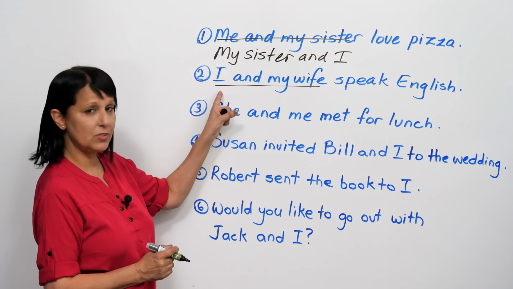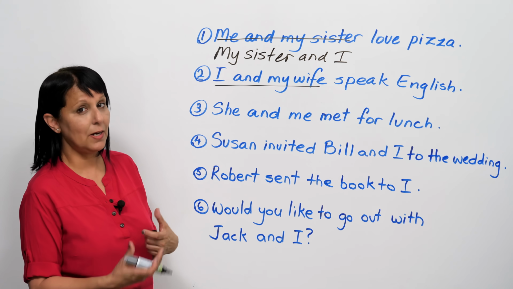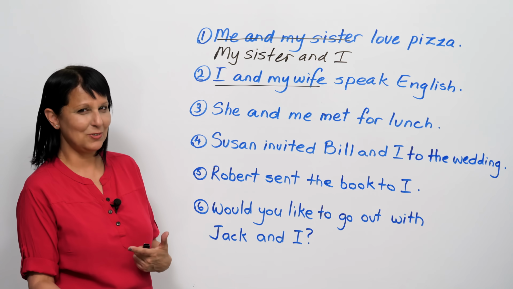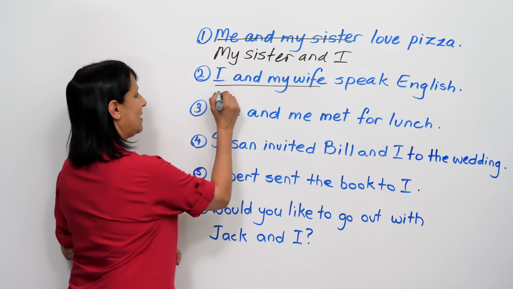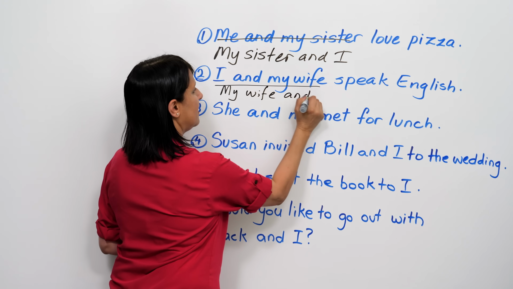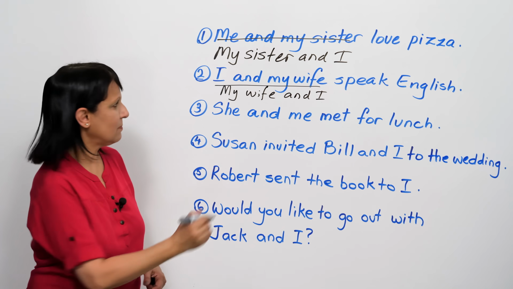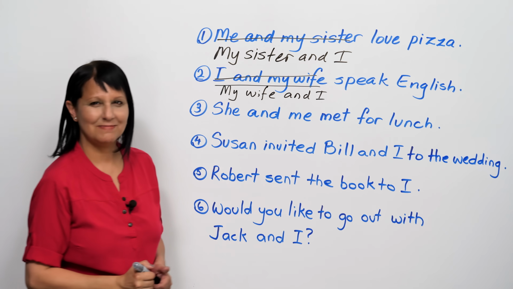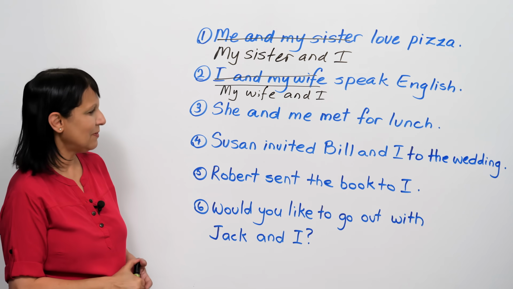It's a word order kind of mistake. So this time the person did say I as the subject, but they said I first, and we don't do that in English. It should be my wife and I speak English. Okay? There we go. Now it's fine. Now it's perfect, actually.